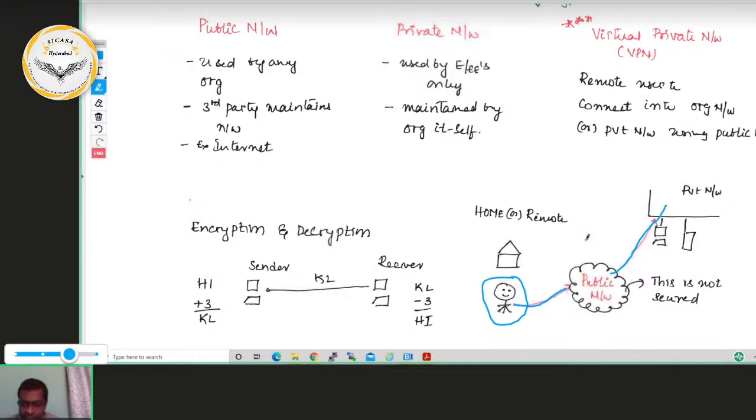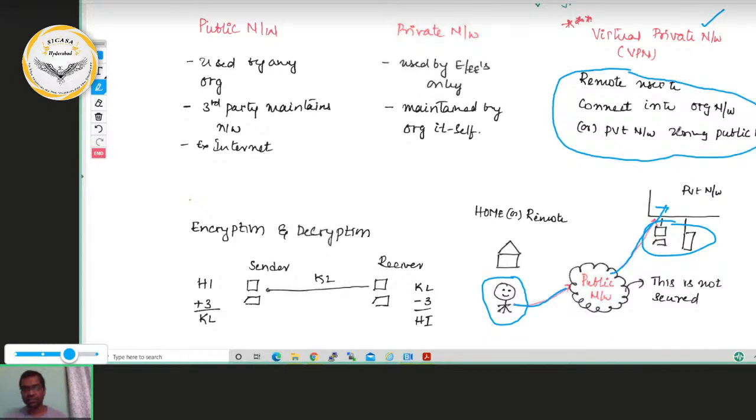A virtual private network is when a user using a public network enters into a private network to use its resources. If a remote user connects into an organization network or a private network using a public network, that is called a virtual private network. Does this virtual private network provide security? Yes, it provides security by the concept of encryption and decryption.